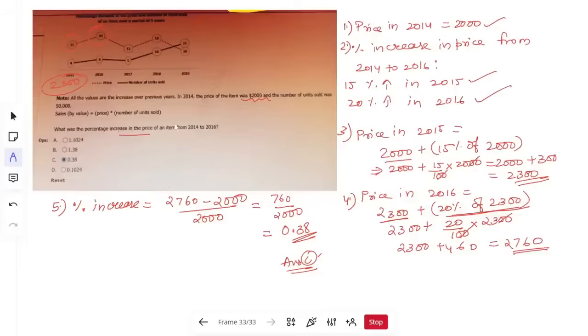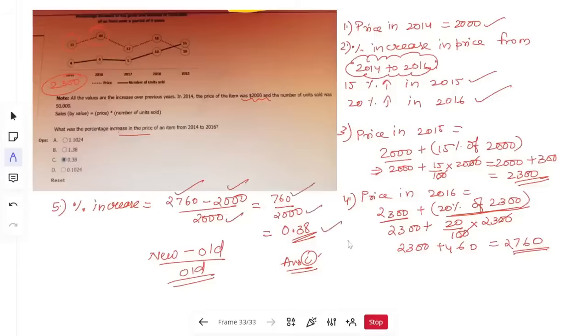Now we have to find the percentage increase from 2014 to 2016. Whenever you have to calculate percentage increase over a duration of time, you take the new price minus the old price, divided by the old price. This will give you the final answer. So we take the new price, 2760, minus the old one, divided by the old one. When you subtract, you get 760 divided by 2000, and the final answer is 0.38. So the correct answer for this question is option C, that is 0.38. Guys, you should practice these questions.